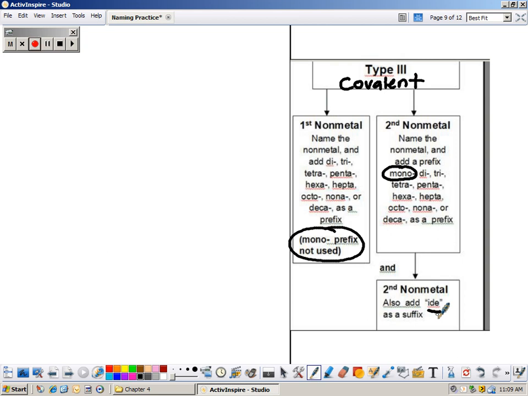So a few subtle differences, mainly that a lot of the formulas have prefixes. Okay, that's a big difference in naming type 3s, is that you have no ions and that you need prefixes. So let's try some examples.